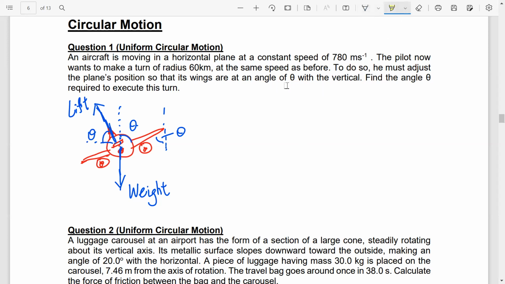For the first question, the airplane is moving in a horizontal plane at a constant speed. Now it's going to make a rotation. They tell you that the wings are at an angle theta with the vertical. So the vertical is here, the wing is here, and the angle is here. Because this is theta, here will also be theta. Here is 90 degrees, so this part is 90 degrees minus theta. Then here is theta again.